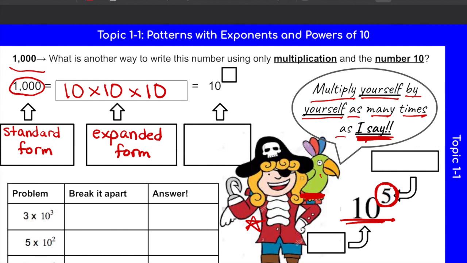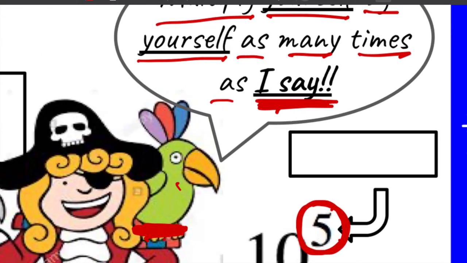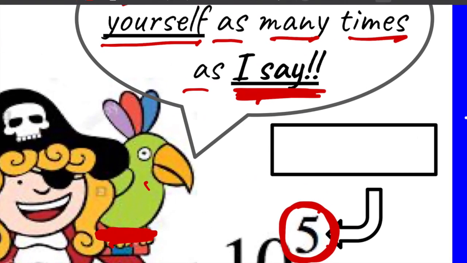Now, I just called this number 5 an exponent, and that's what we call that little number at the tiny corner, almost like that little parrot sitting on the 10 shoulder. This 5 is called an exponent. So in this blank space right here, we can write exponent.